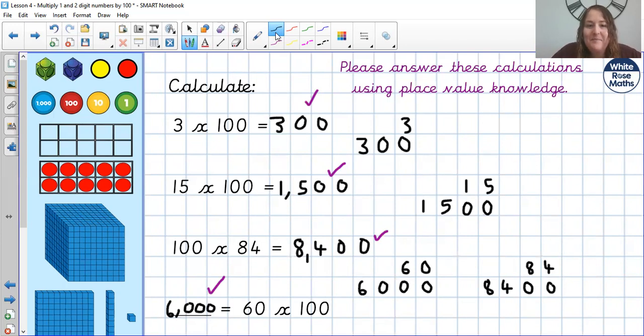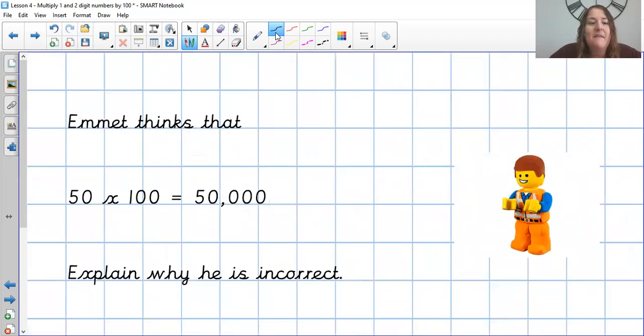Okay, Emmett thinks that 50 times 100 is 50,000. Explain why he is incorrect. Okay, I'd normally ask you to pause and have a go, but hopefully you know what he's done wrong already. We know from Colin's helpful statements and things earlier that when we multiply by 100, we move 2 spaces to the left.